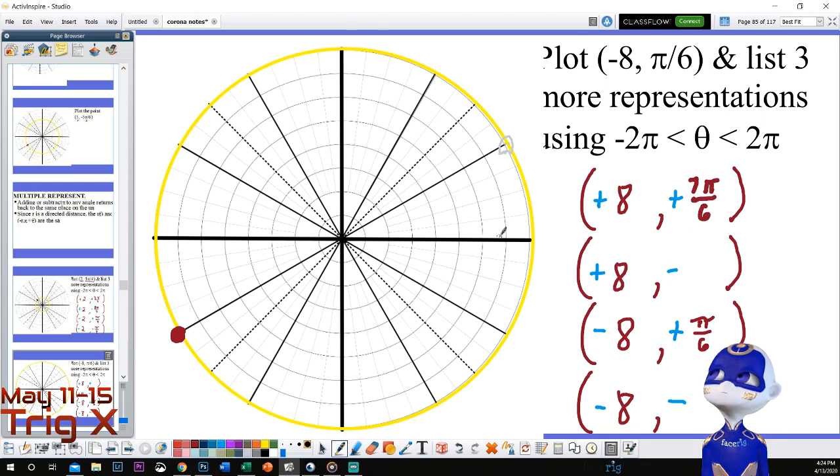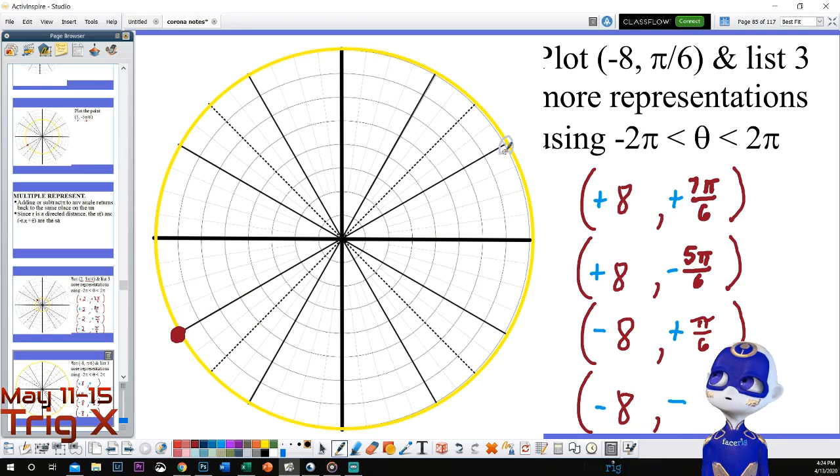Now this is the negative angle, so I'm going to start here and go down 1, 2, 3, 4, 5 pi over 6, just like that. Now the hardest one is negative, negative. Because the r value is negative, I'm trying to get to the ghost. All right, don't worry about that point. I'm just trying to get to the ghost. So r is negative, go to the ghost.